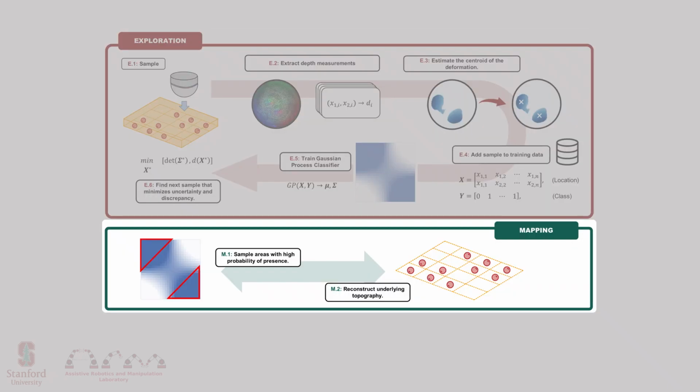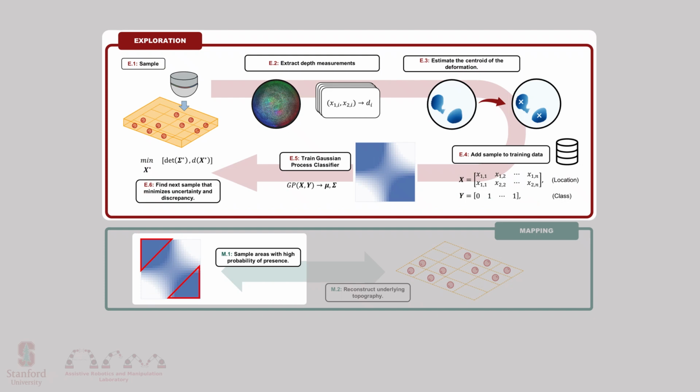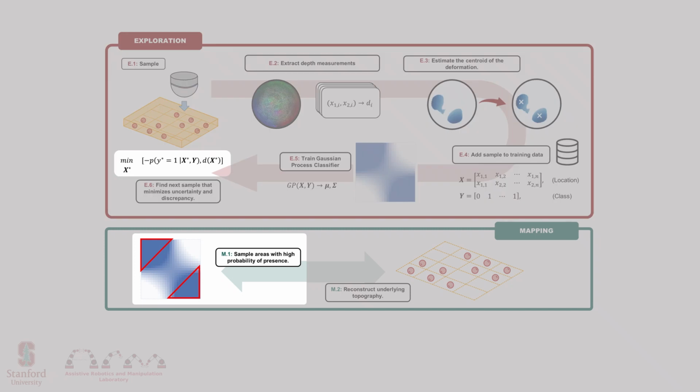The exploration phase is then followed by a mapping phase, which exploits the probabilistic map to reconstruct the underlying topography of the workspace by sampling in more detailed regions where there is expected to be embedded objects. The mapping phase of the algorithm has a similar procedure to the exploration phase. However, the emphasis of this stage is to reconstruct the shape of the embedded objects. The overall cycle remains the same. However, in this case, the objective that we use to choose the next sample prioritizes the predicted presence of embedded objects rather than the reduction of uncertainty.